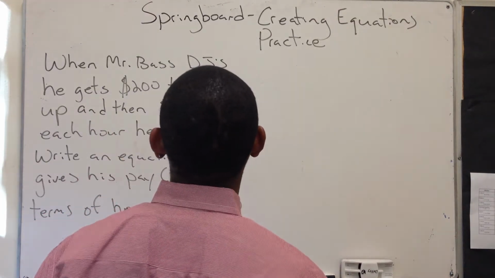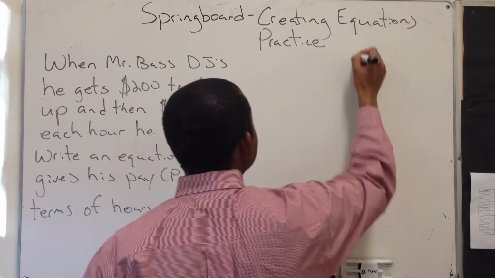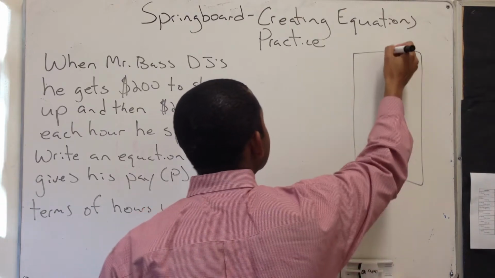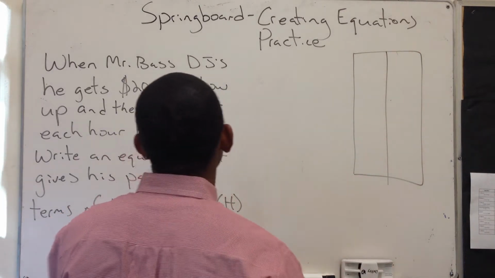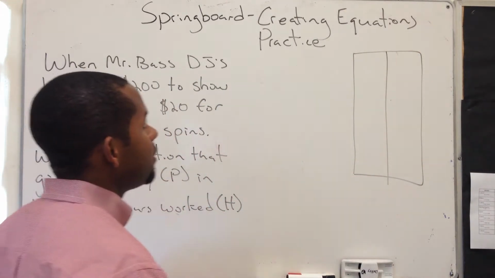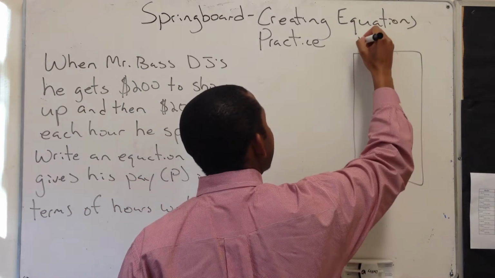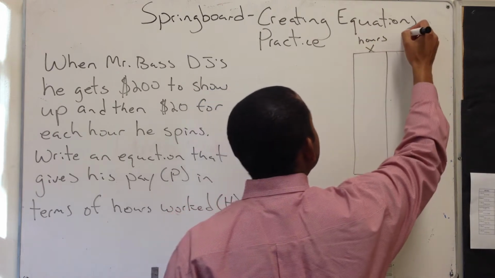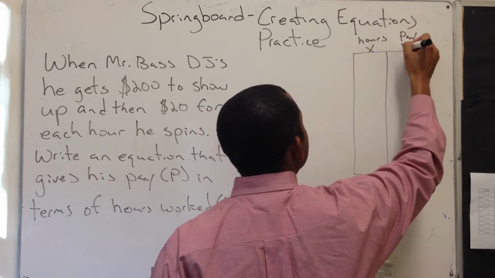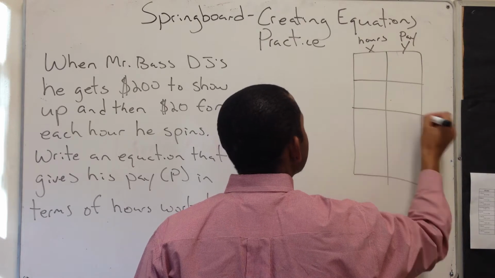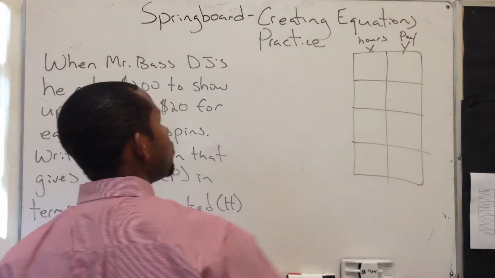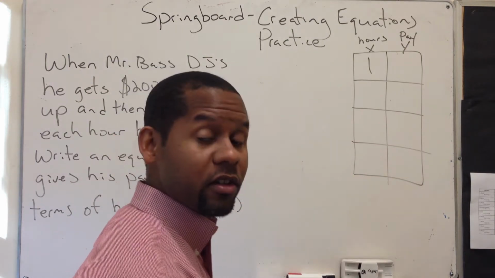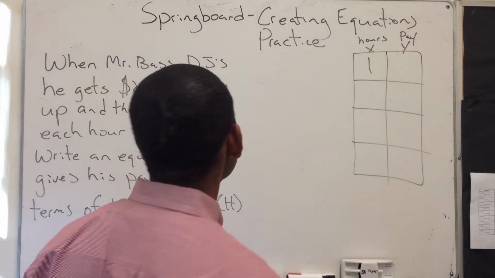So 1, create a table. Let me just come up with a table that hopefully makes sense around this, right? So we got Mr. Bass DJing. We want to know how much he gets paid per hour. So we'll have our hours here, which is kind of like our X, and we'll have our pay here, which is kind of like our Y. So let's think about this. Bass works 1 hour. How much does he get paid? Actually, you should be doing this on your own, but if you're not sure, follow along.